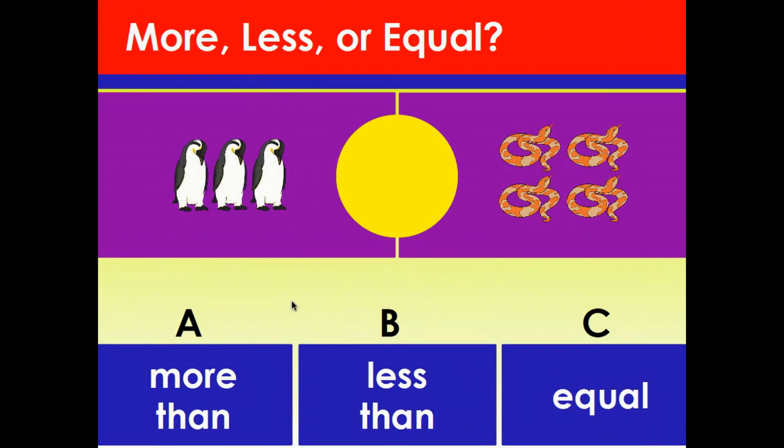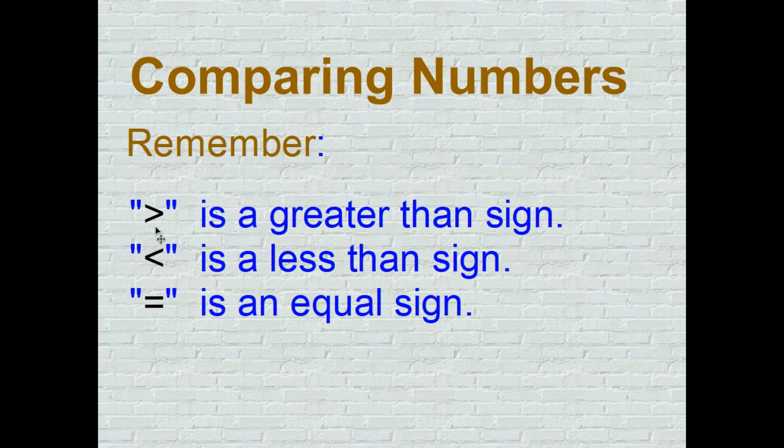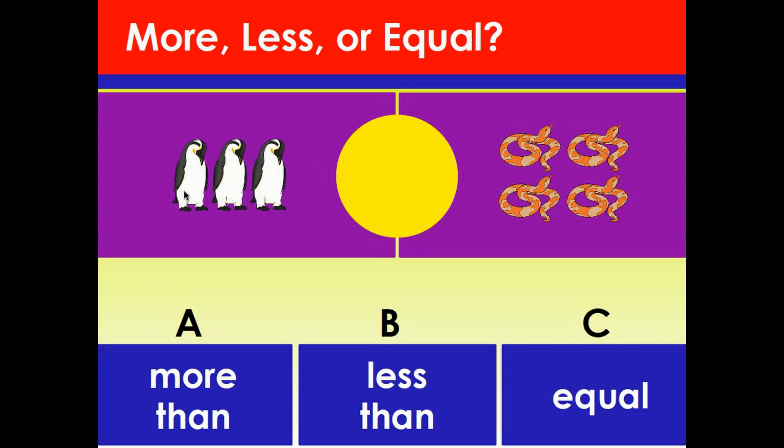Now, as I said before, we have seen comparing signs here: greater than, less than, equal. By using these signs, let's compare these animals. Okay? A more than, B less than, C equal. Which one is the correct answer? Is it A, B, or C?